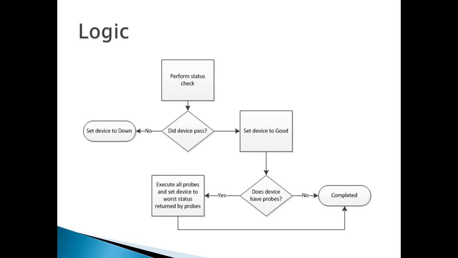If we do have probes, we're going to execute all of those probes, and then we're going to set the device status to whatever the worst status is from those probes. So if there's 10 probes on the device, 9 of them come back as good and 1 comes back as bad, we're going to set the whole device to bad.